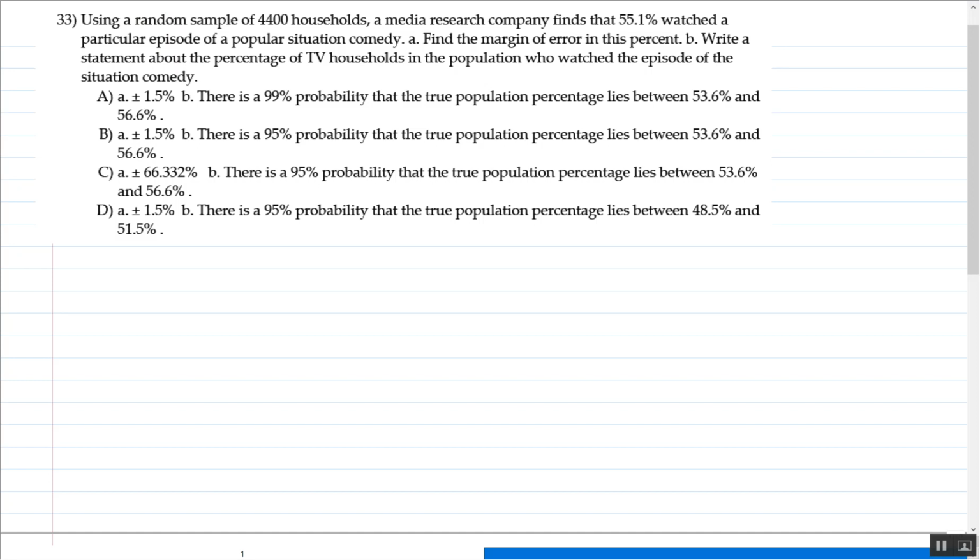Using a random sampling of 4,400 households, a media research company finds that 55.1% watched a particular episode of a popular situation comedy. Find the margin of error in this percent, and then write a statement about the percentage of TV households in this population who watched the episode of the situation comedy.